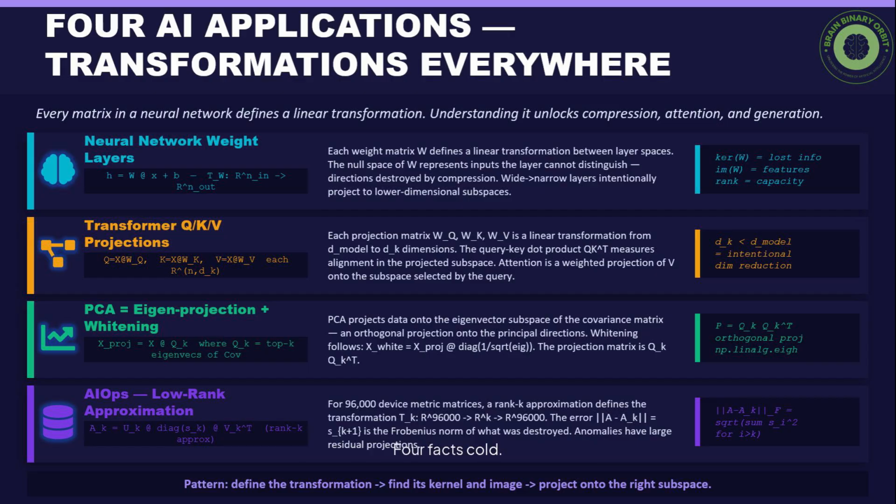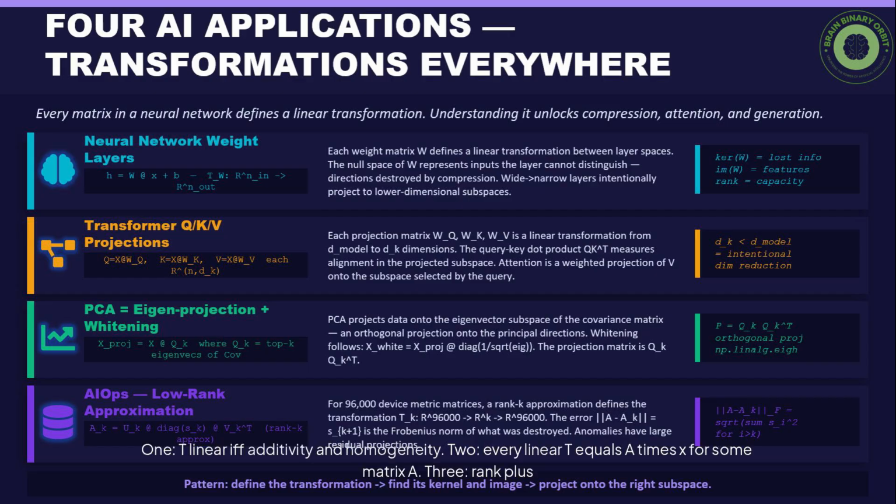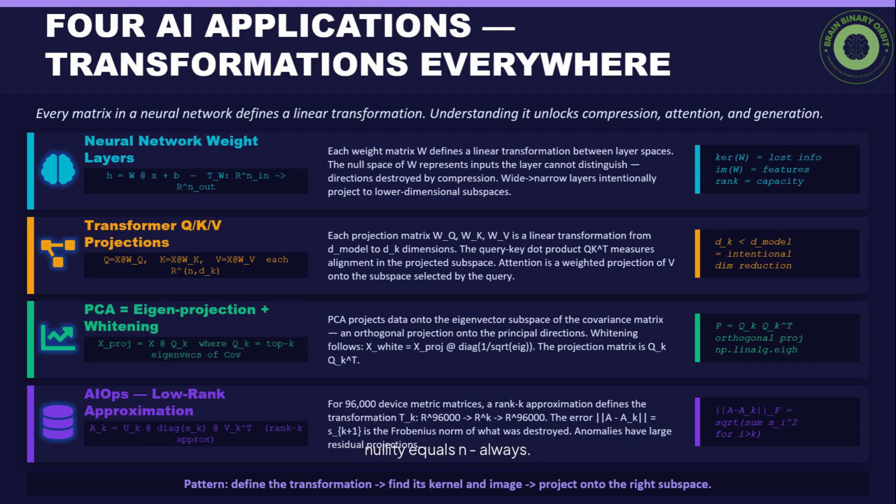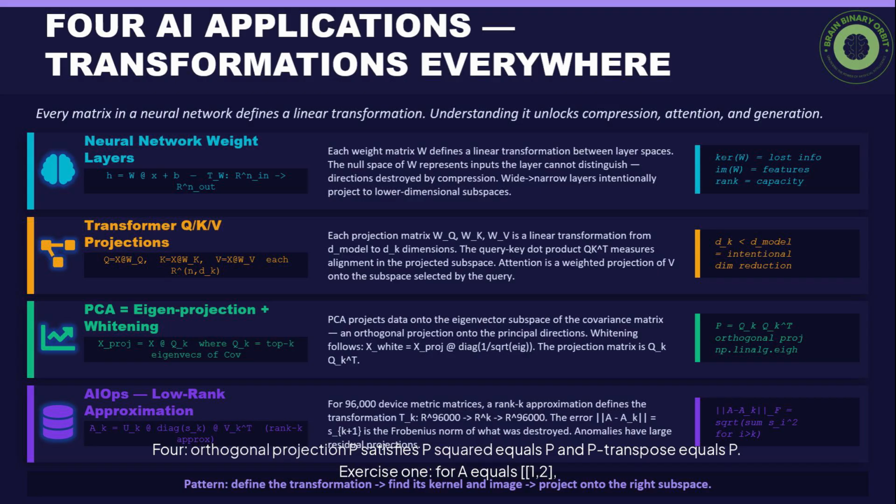Four facts cold. 1. T is linear if and only if it satisfies additivity and homogeneity. 2. Every linear T equals A times x for some matrix A. 3. Rank plus nullity equals n, always. 4. Orthogonal projection P satisfies P squared equals P and P transpose equals P.